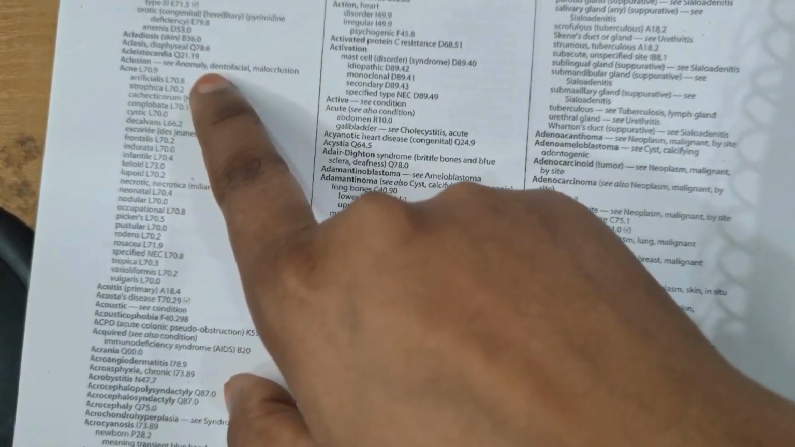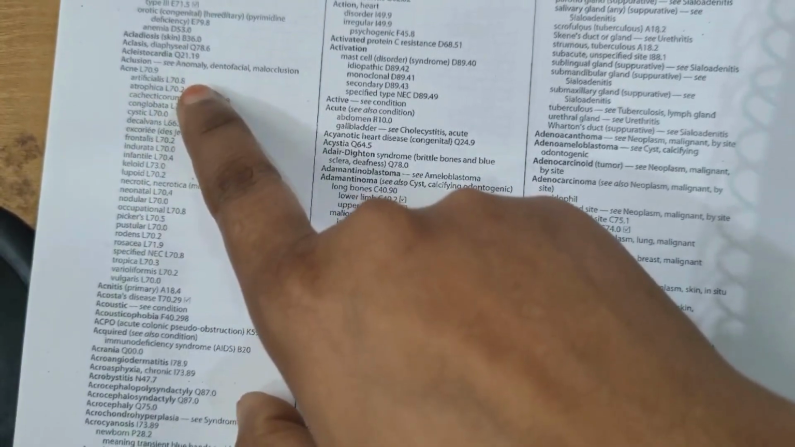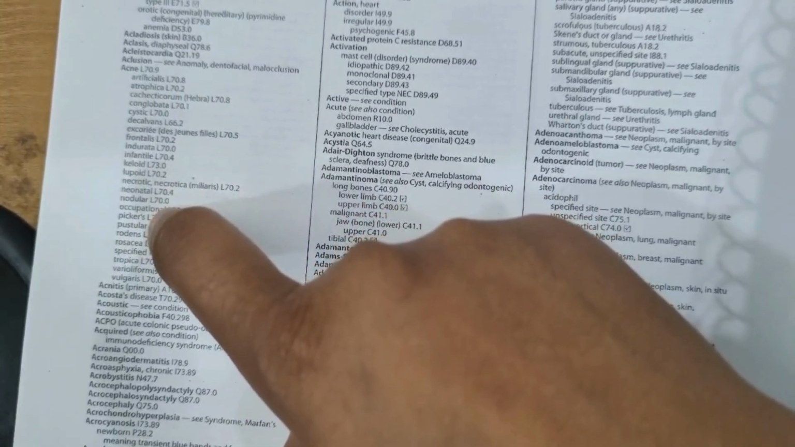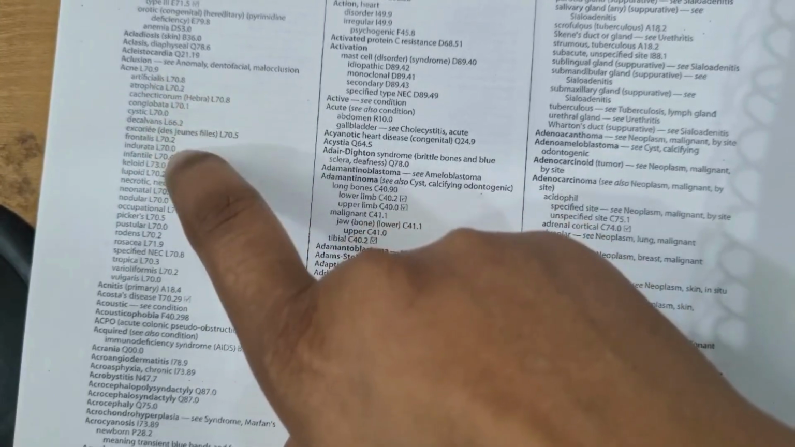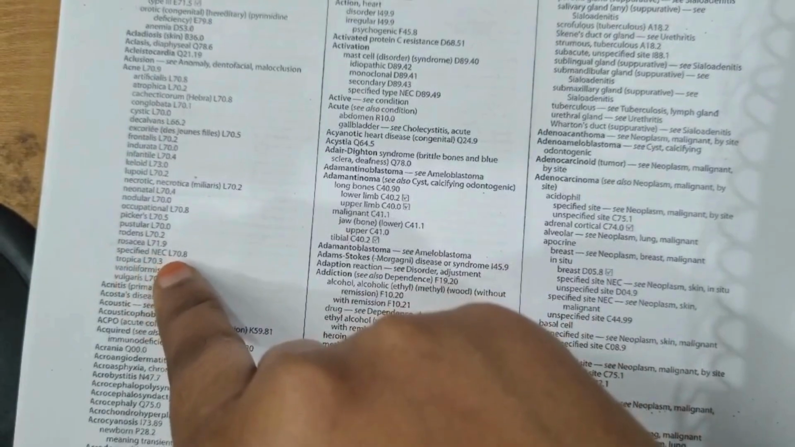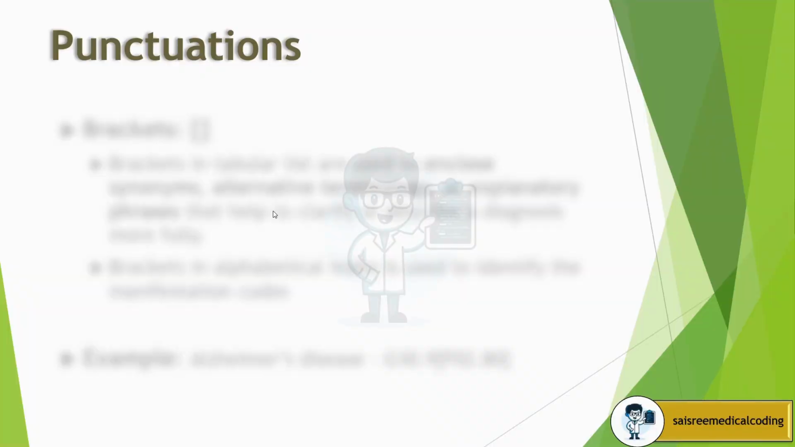Under acne, if the provider mentions any specification and that specification is found under the acne subentry, then you can go with that specification's code. If the specification is not provided under acne, then in that case you choose the code called specified NEC, and the code is L70.8.